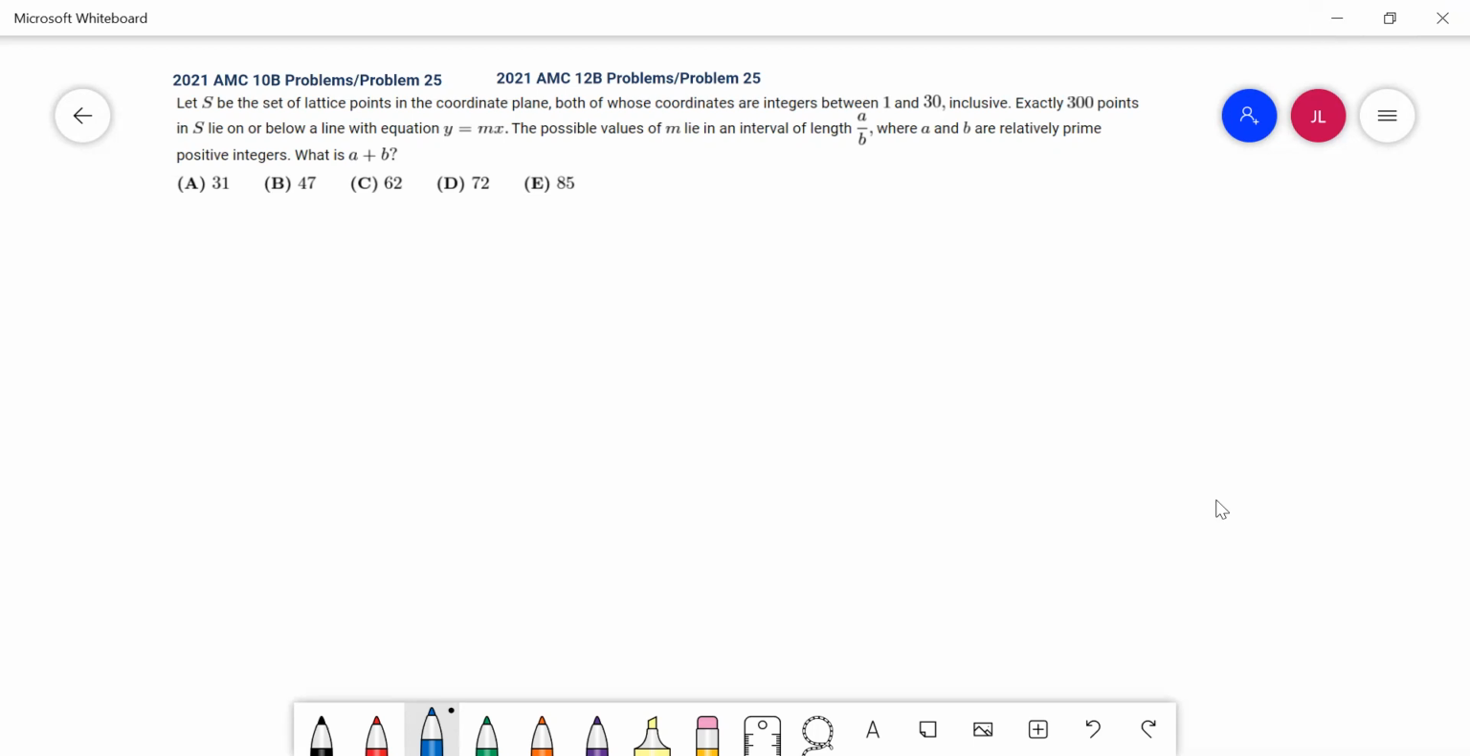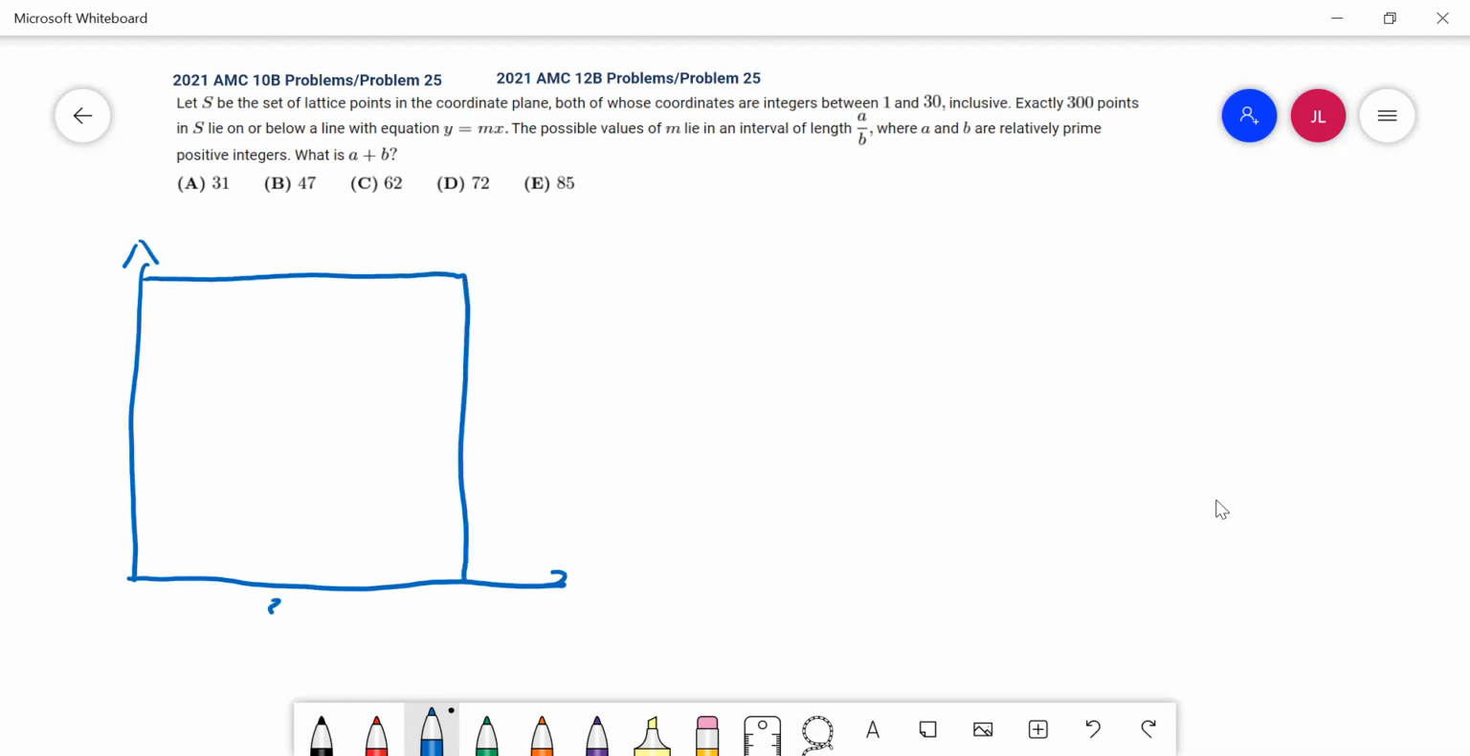Okay, we can imagine this in the coordinate plane. There's a box with sides 30 and 30. This is a square, right? Within this box, there are 900 points. Okay, we can consider a line y equals mx going to the right. There are 300 points on this line or below.